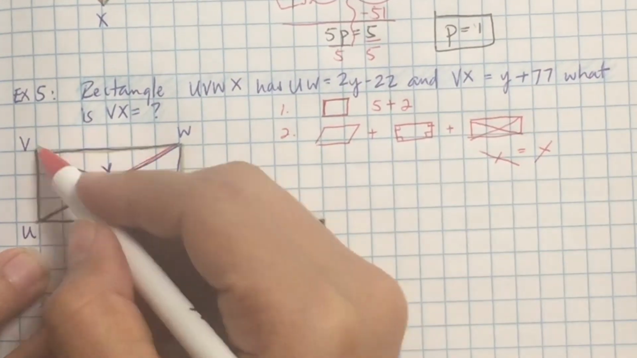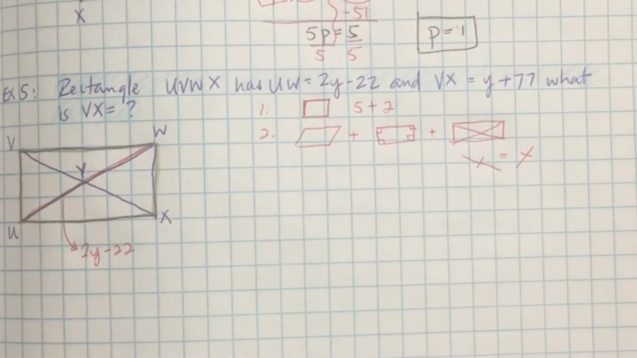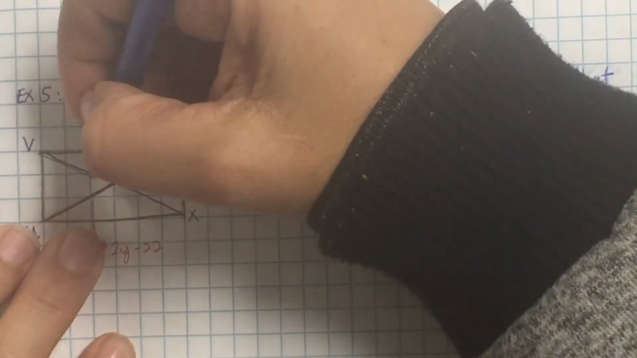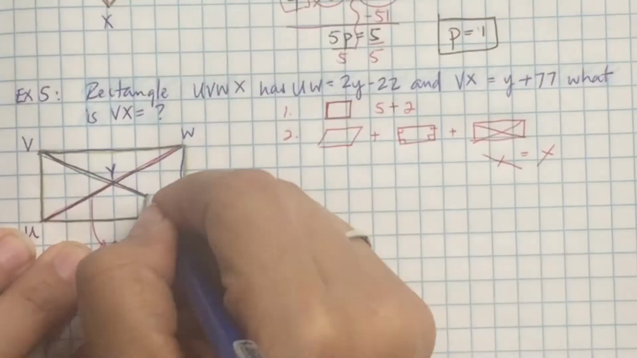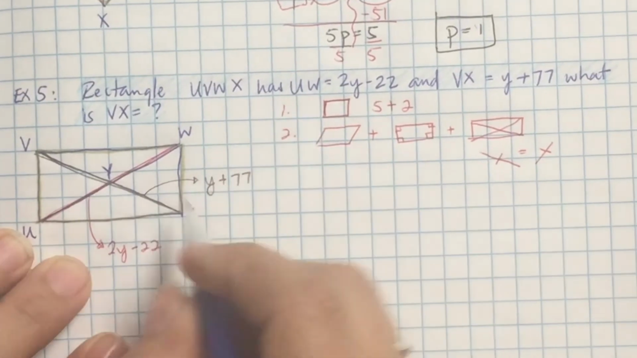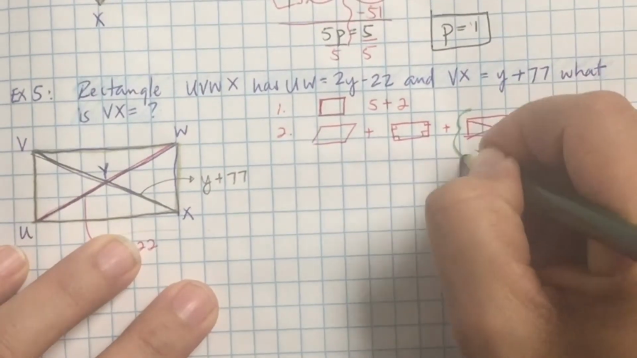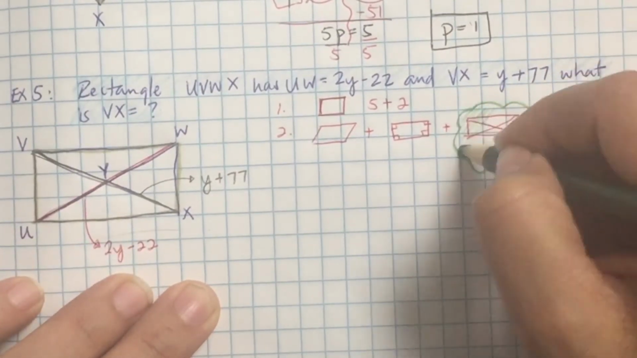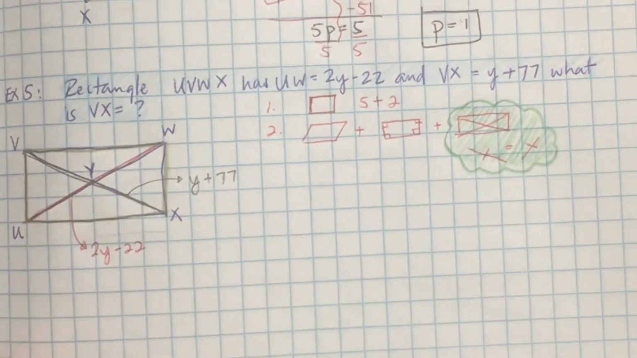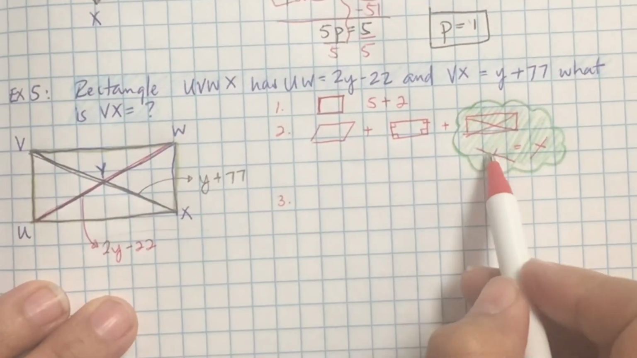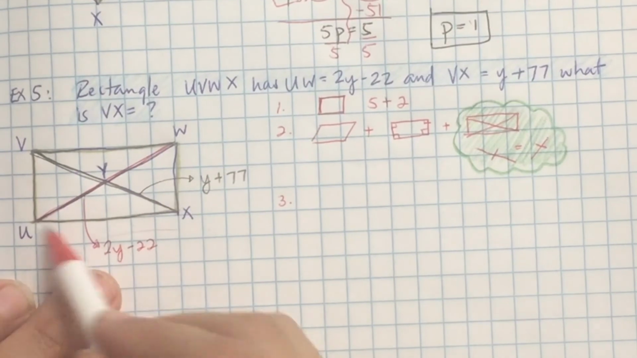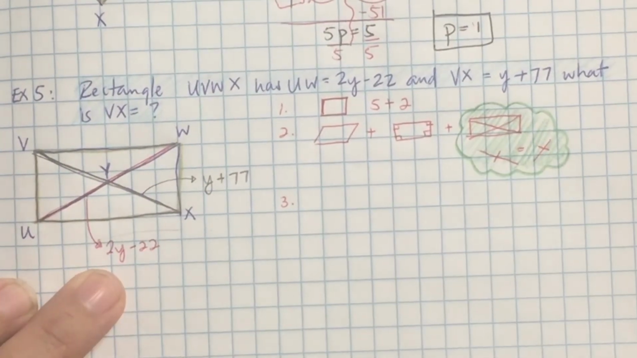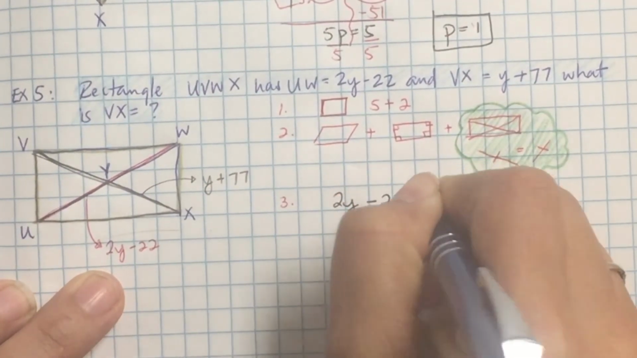Okay, so we're using diagonals. This is a listening check. Color in the rectangle drawn in red with the boxes all around. So what do we know about diagonals? Diagonals are congruent to one another in a rectangle. So that's the information that we are using, and that's the setup. So all you got to do is set it up that way. So 2y minus 22 is congruent to y plus 77 because the diagonals are congruent to each other.